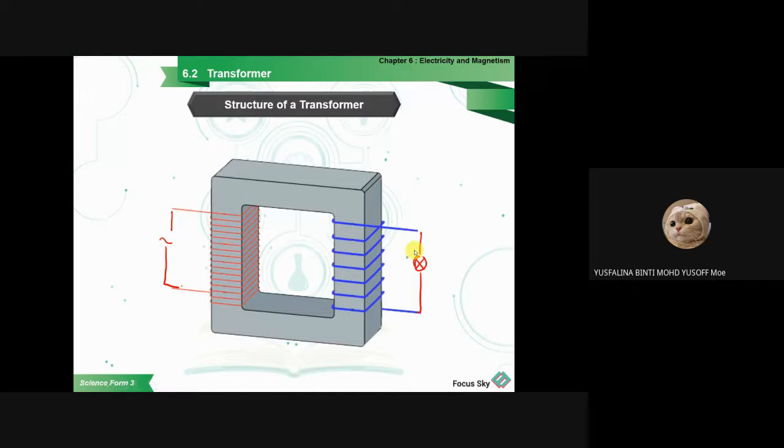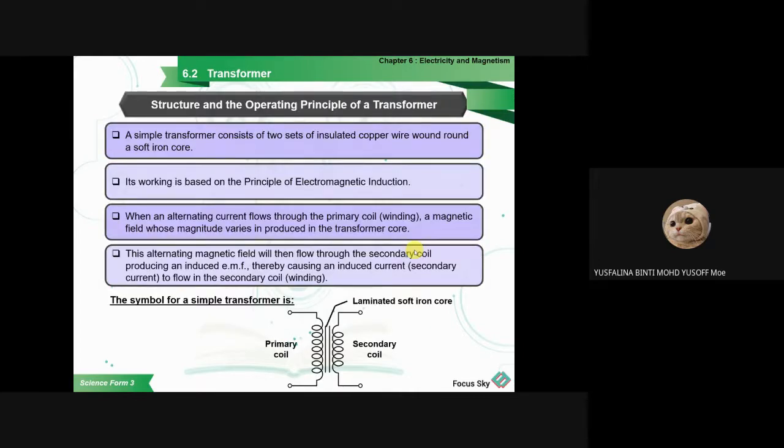How does the transformer work? Let's see this one. Here I already explained it flows through the primary core. The magnetic field, whose magnitude varies, is produced in the transformer core. These alternating magnetic fields will flow through the secondary core and produce the induced EMF, then causing the induced current at the secondary core to flow in the secondary core winding. So I already explained how the transformer works.